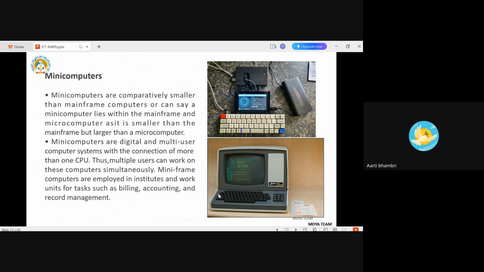So you just have to revise the difference between these computers. Not go into more detail, but you have to understand the main difference between these things. In microcomputers, only one CPU and only one user can use the computer, but in mini computers more than one CPU is used, and multiple users can work on these computers. And their works also.